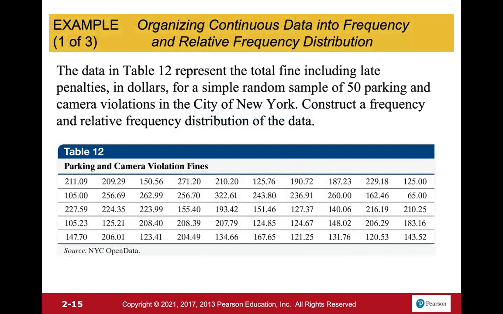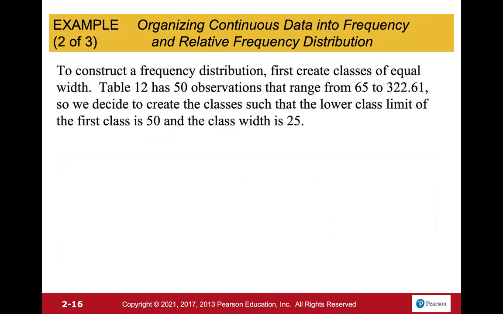All right, so now looking at this data set. The data in table 12 represents a total fine, including late penalties in dollars, for a simple random sample of 50 parking and camera violations in the city of New York. Construct a frequency and relative frequency distribution of the data. Do they give us rules? Yeah, they give us rules. So to construct a frequency distribution, first create the classes of equal width. Table 12 has 50 observations that range from 65 to 322.